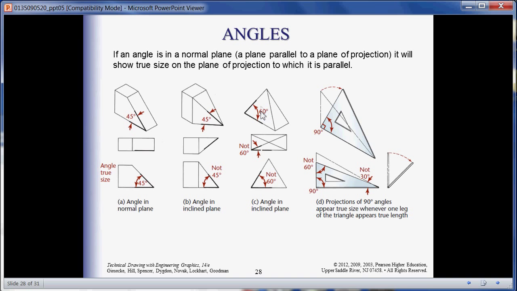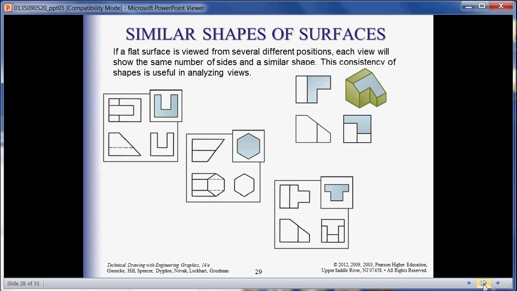And the same thing here, if this is a 60-degree inclined plane, you'll see this is going to be the true length, but it lays back, so it will not be the true length. Okay, and that's kind of intuitive. That makes sense.